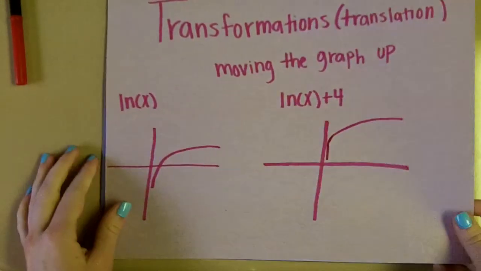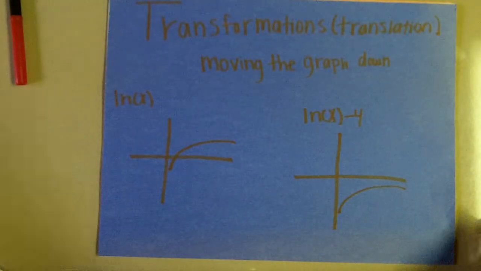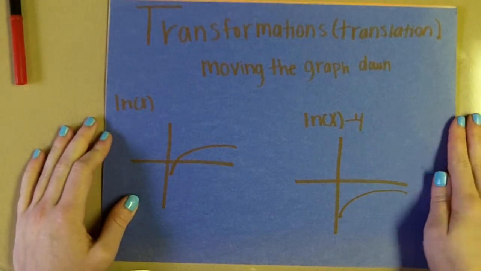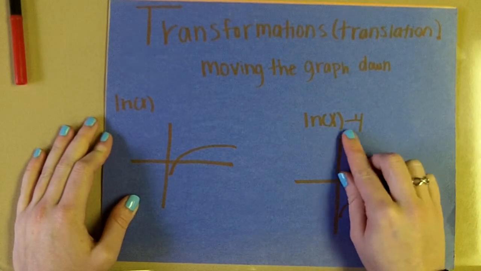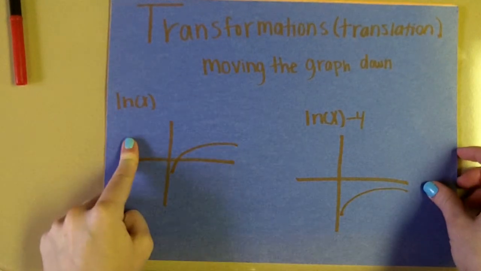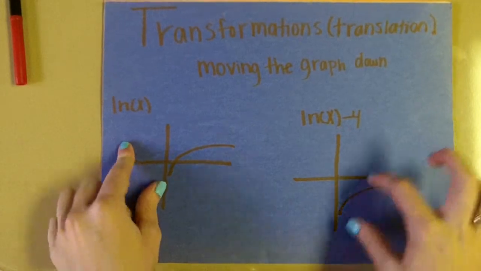So if we want to move the graph down, you just subtract 4. You put the 4 in the same place it was here, but you subtract, and it moves it down. So this is the regular ln of x graph, and this is moving it down 4.